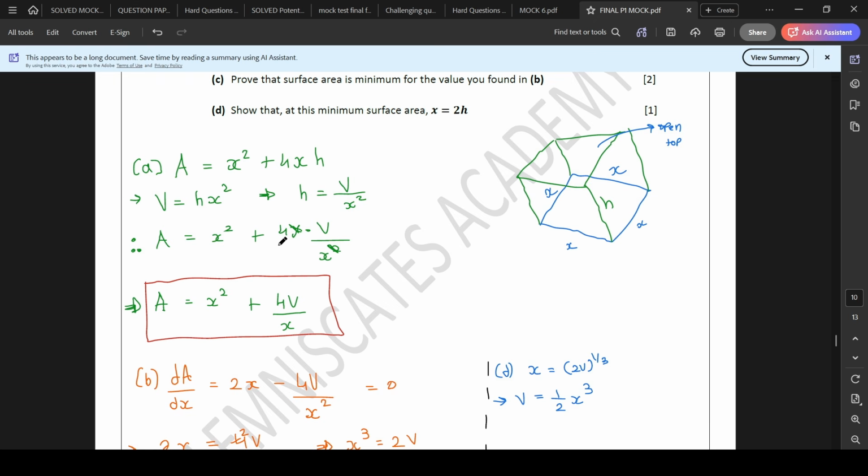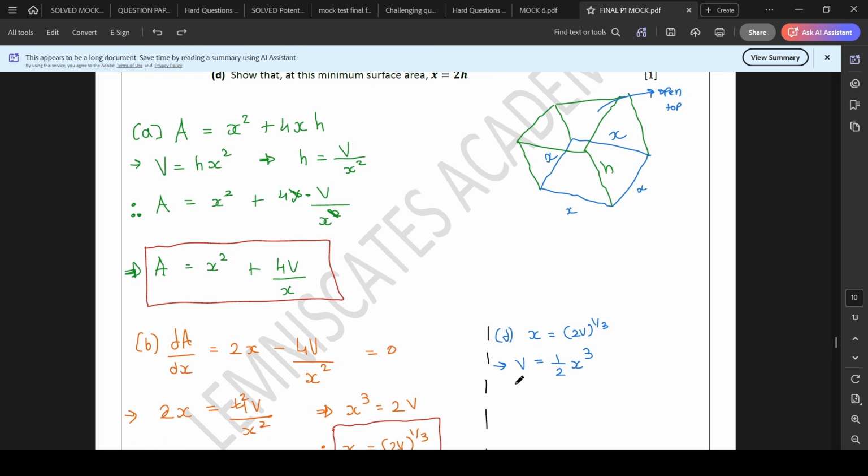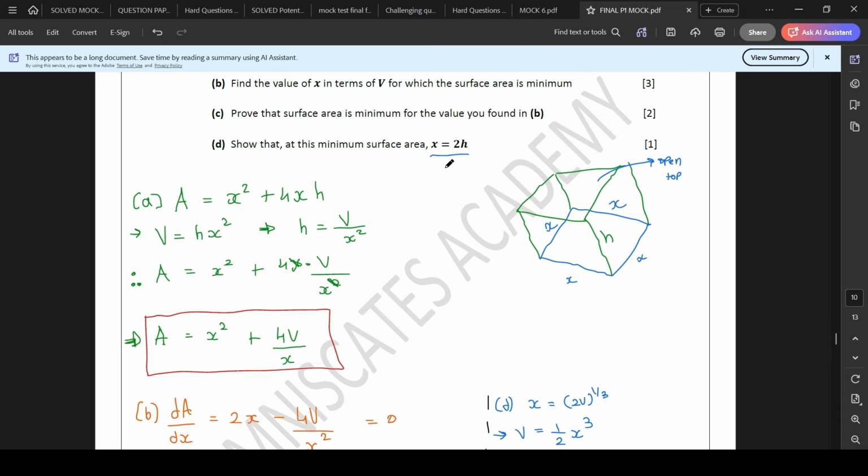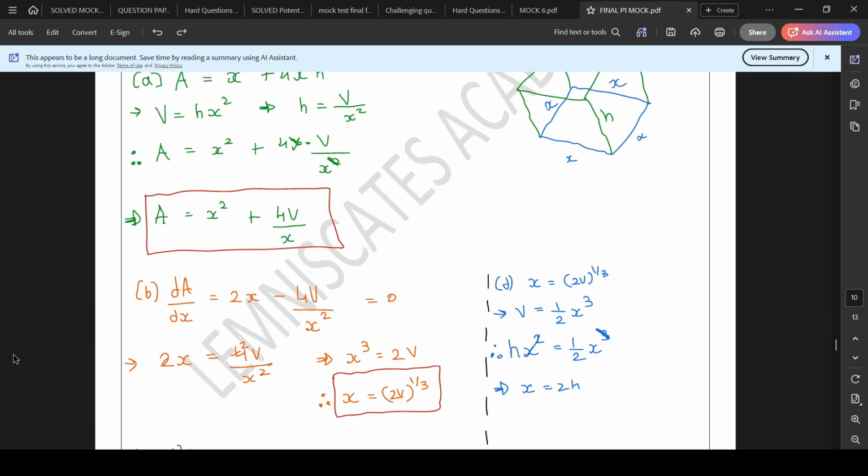And I also know that my volume is equal to h x squared. Because I wanted to derive a relationship between h and x, I'm using this relationship of volume because this is a constant value. So half x cubed equals h x squared, and this implies that this x squared goes out and one of the x is going to remain. So h is equal to half x, which means x is equal to 2h. And yeah, that is what we had to prove over here.